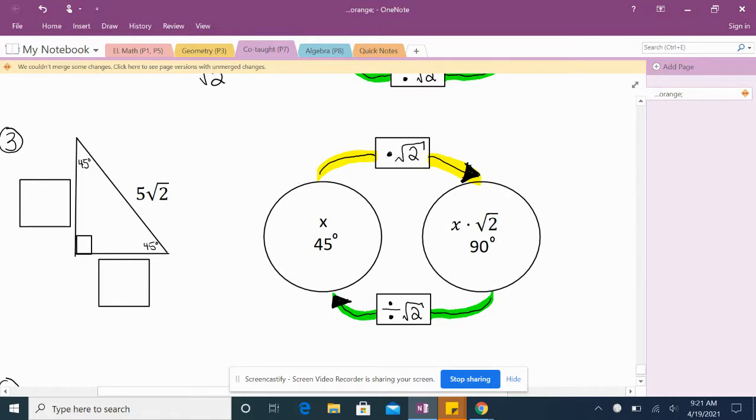Example 3. Again, we have the hypotenuse and we need the legs.